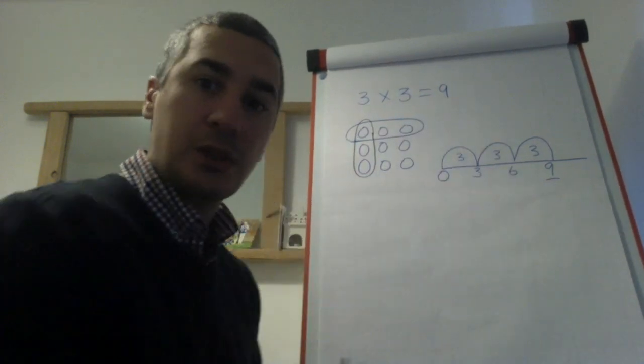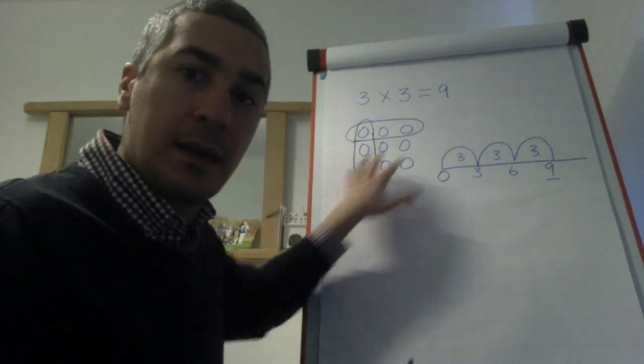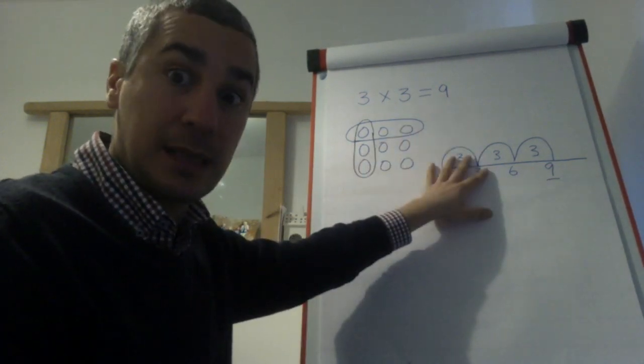So for your first questions on mild, you're looking to draw the array and match it to another one. That would be fantastic if you could.